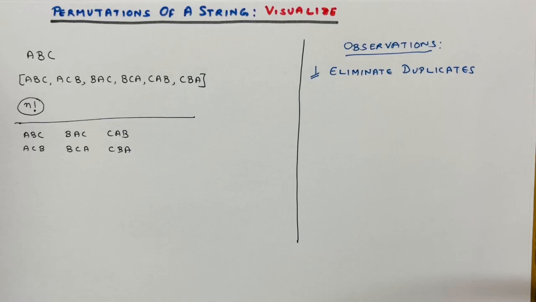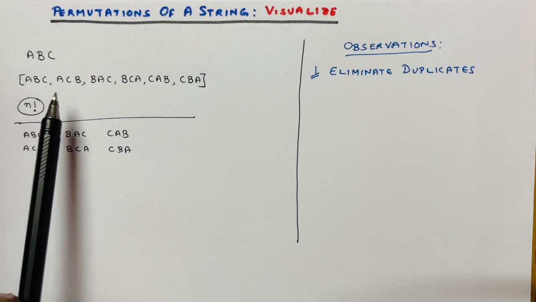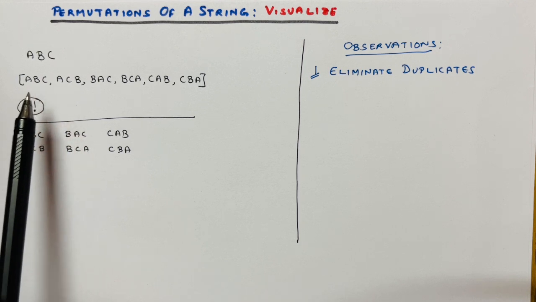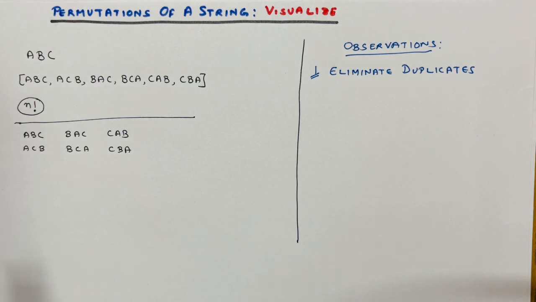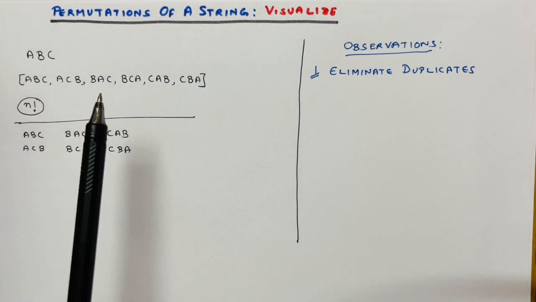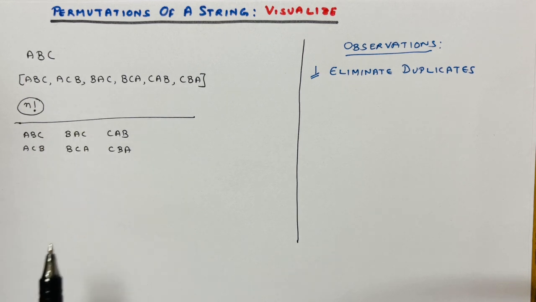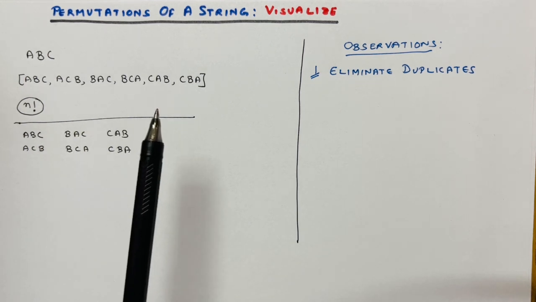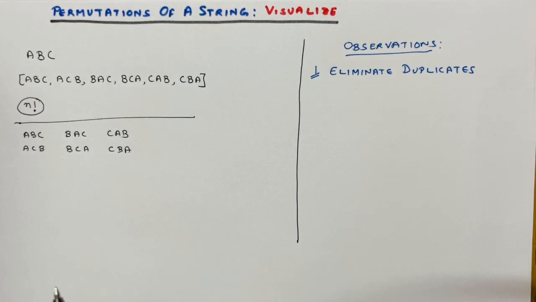Now we also need to return the results in lexicographically sorted order. So we can see here that first we only have the strings that start with the smallest character, which is A, ABC and ACB. Then we have the strings which start with the next big character, which is B, BAC and BCA. And then we have the strings that start with the next big character, which is CAB and CBA.